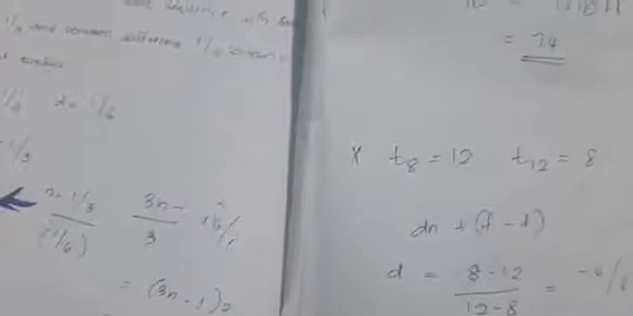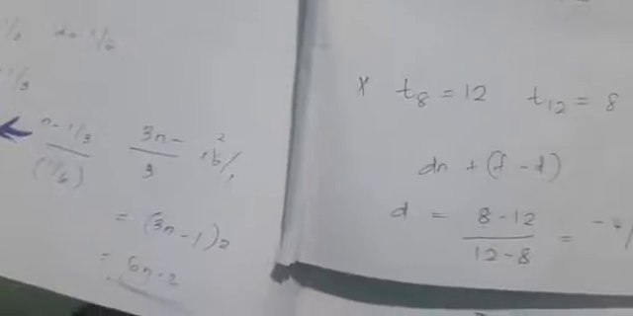So, what is the general format? An plus b. That means dn plus f minus d. We have to find the values of a and b, that is d and f minus d. First we have to find out d. d is the term difference divided by the position difference.